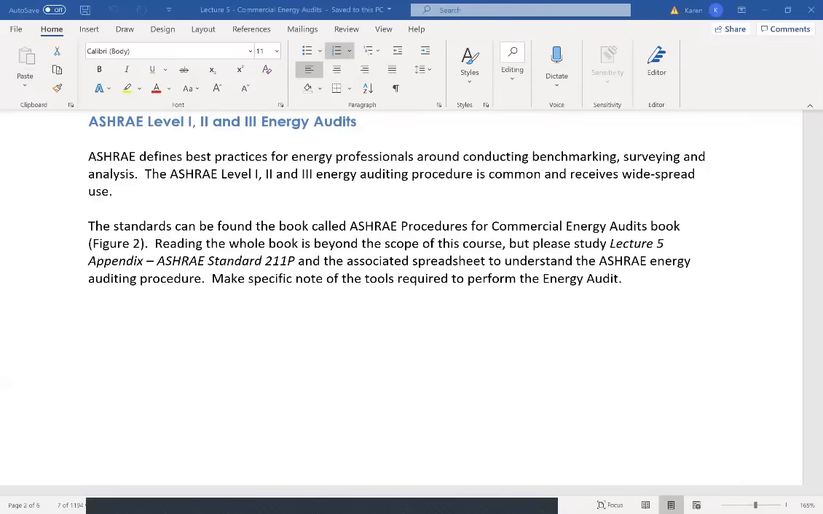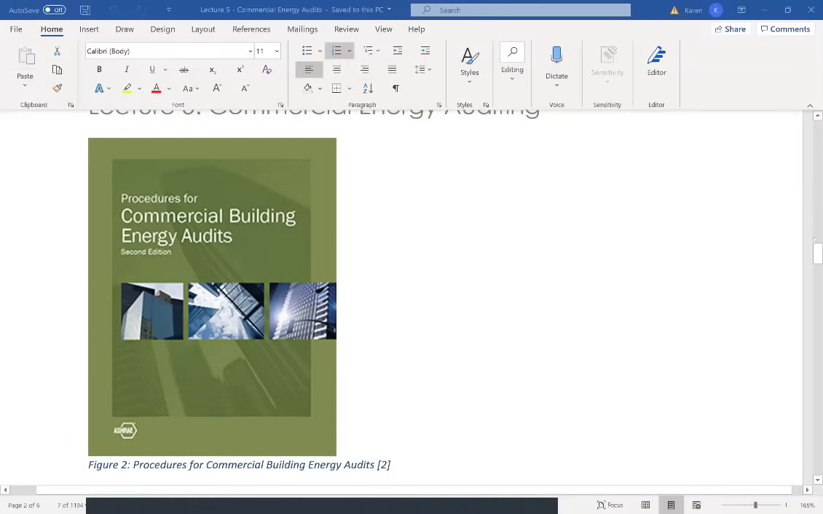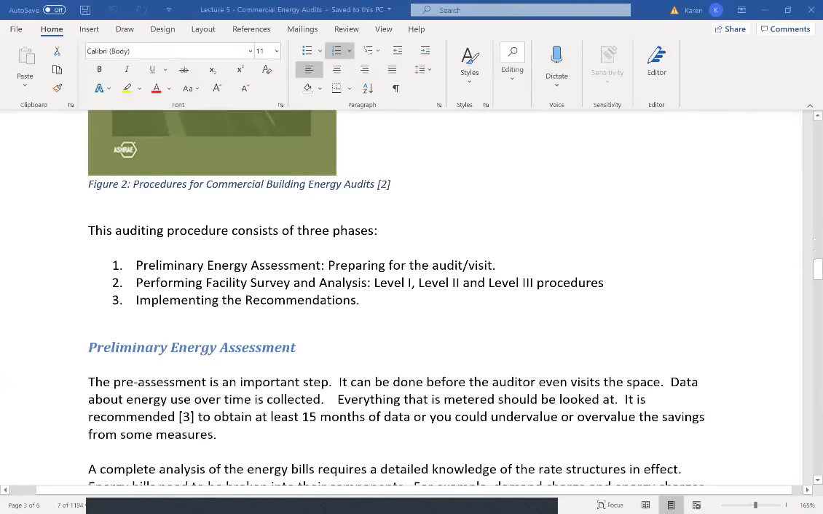ASHRAE Level 1, 2, and 3 energy audits is the procedure most commonly followed in Ontario. You can find the entire procedure in this book called Procedures for Commercial Building Energy Audits. Please remember that there are 3 phases. In these 3 phases, there's a preliminary energy assessment, then there's the level 1, 2, and 3, and then there's implementation. So the 3 phases are not level 1, 2, and 3.